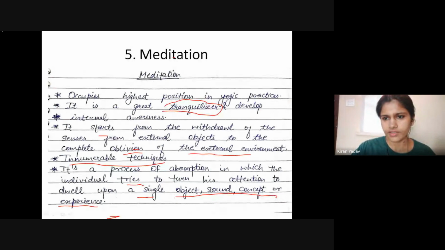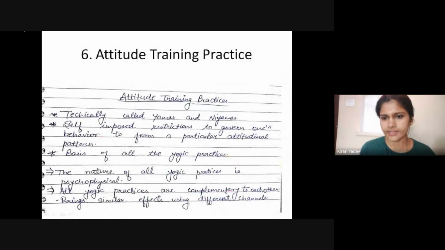Then, after meditation, next is attitude training practice. These are yamas and niyamas, technically called yamas and niyamas. These are the self-imposed restrictions to govern one's behavior to form a particular attitudinal pattern. So when we follow any yama or niyama, then a particular attitudinal pattern is formed within us in our behavior, the basis of all the yogic practices.